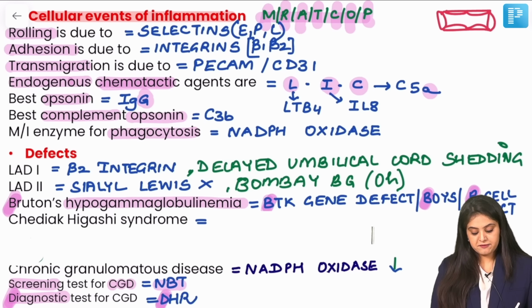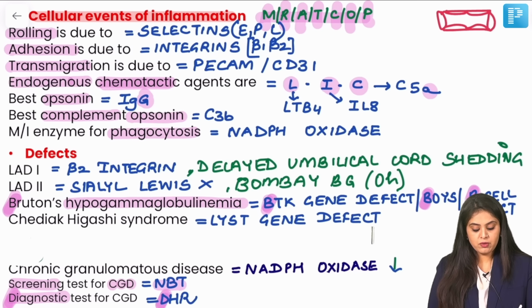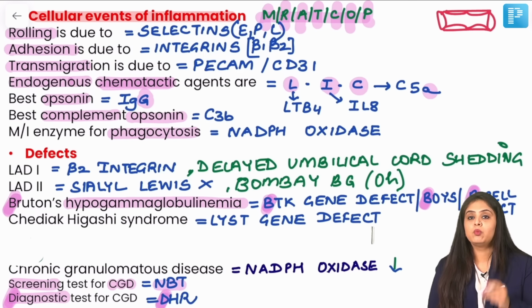Coming to the next disease, Chediak-Higashi syndrome, where everything about it is in the word Chediak. But before that, the defect over here is in lysosomes. So LYST gene defect is noted. Now, what do I mean by Chediak and how do I learn it one after the other?